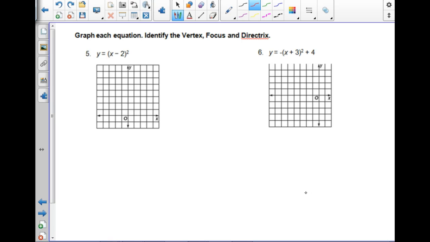Okay, graph each equation, identify the vertex, focus, and directrix. Does somebody want to go through 5 with me that didn't do that yet? It's okay if you make mistakes because then we learn.